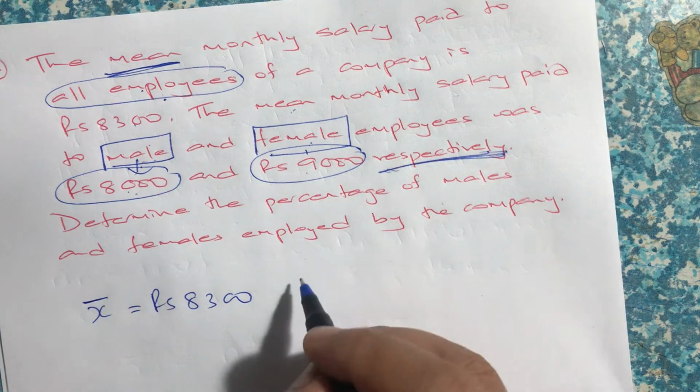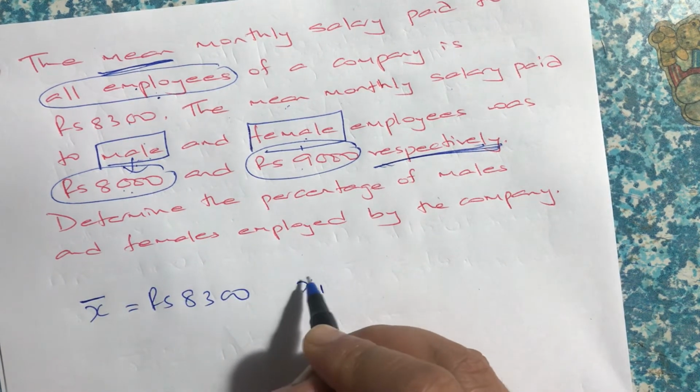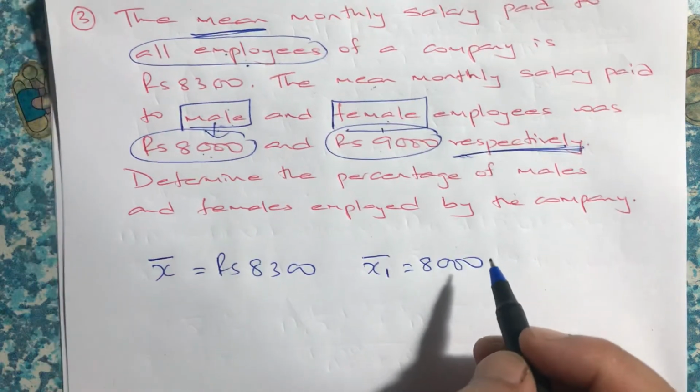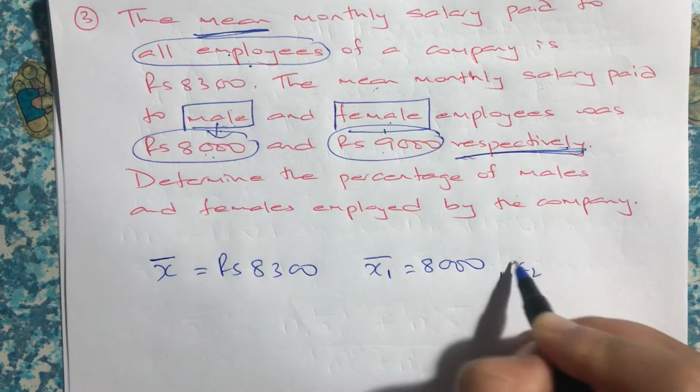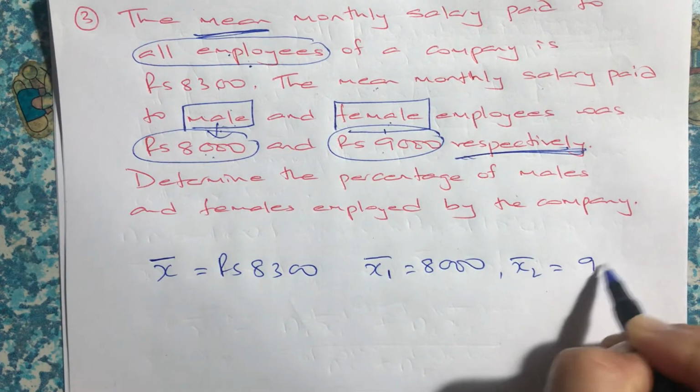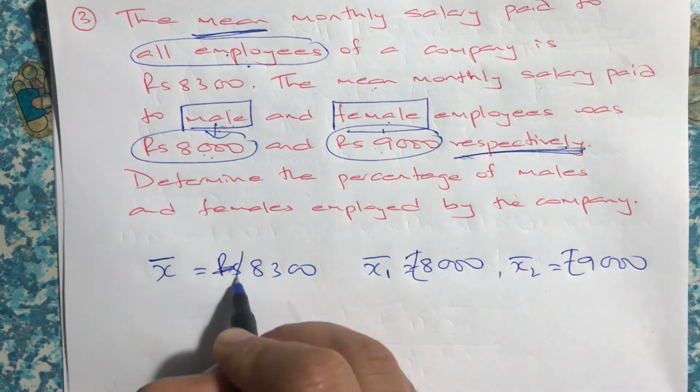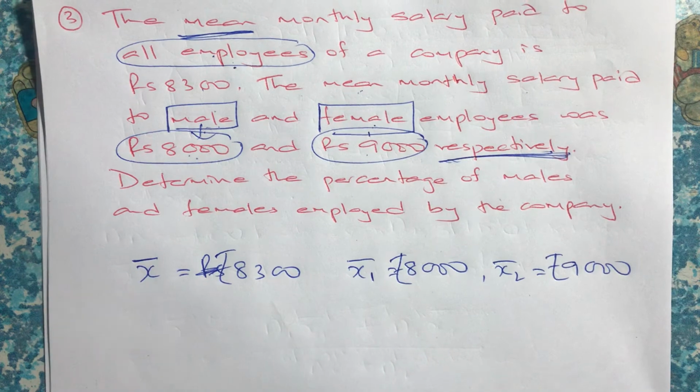This is the mean. So we can write x1 bar is equal to 8000, and then we have x2 bar is equal to 9000. Okay, if you want you can write the rupees, or if you want you can write it this way. Okay, these are the values.